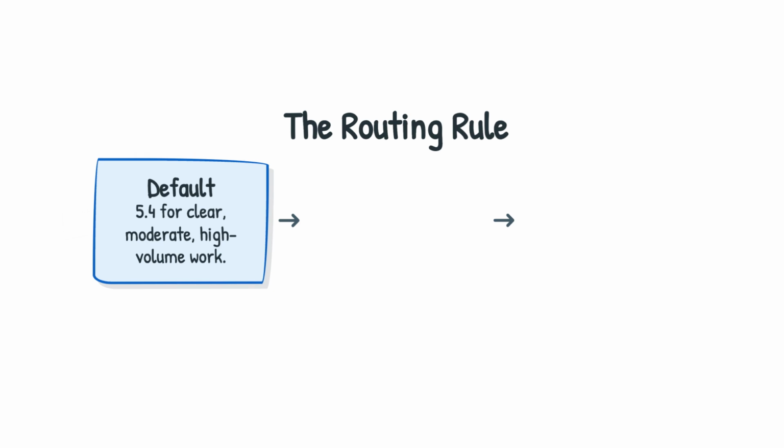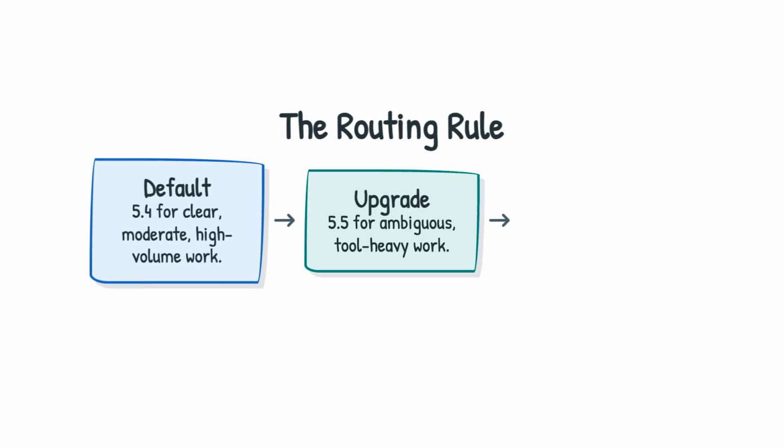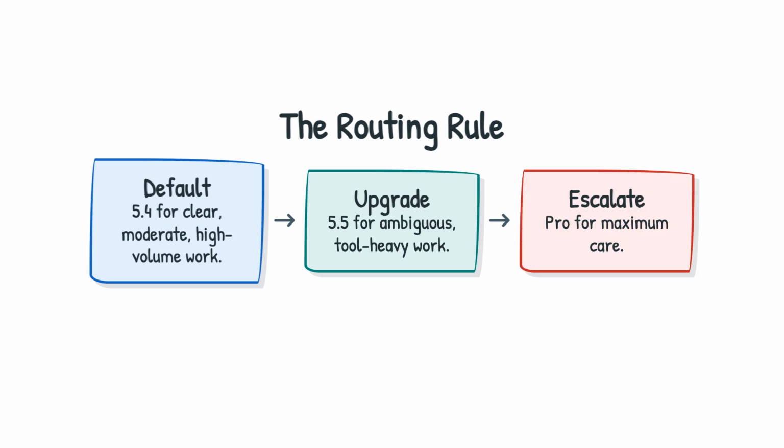Here's the decision framework. Use GPT 5.4 by default when work is clear, stakes are moderate, and volume matters. Upgrade to GPT 5.5 when the task is ambiguous, multi-step, tool-heavy, or expensive to get wrong. Use GPT 5.5 Pro when the answer needs maximum care. Legal-style synthesis, deep technical review, research planning, or high-value business analysis. If you are building a product, route by task. Do not make one model carry every job.